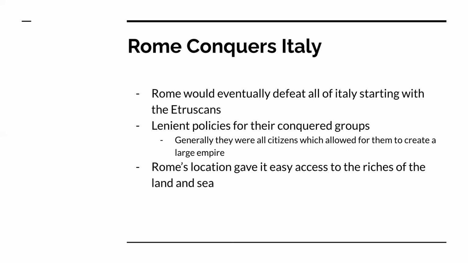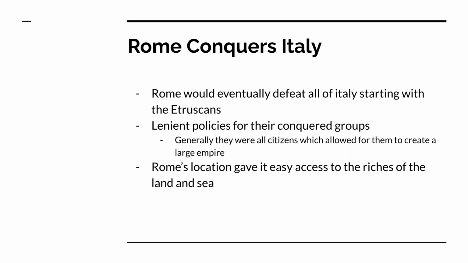Rome has very different laws and treatment for different parts of the conquered territories. The neighboring Latins on the Tiber River become full citizens of Rome. In territories farther from Rome, conquered peoples enjoy the rights of Roman citizenship, with the exception of the vote. Generally speaking, there are very lenient policies for conquered groups, which allows Rome to create a large empire.